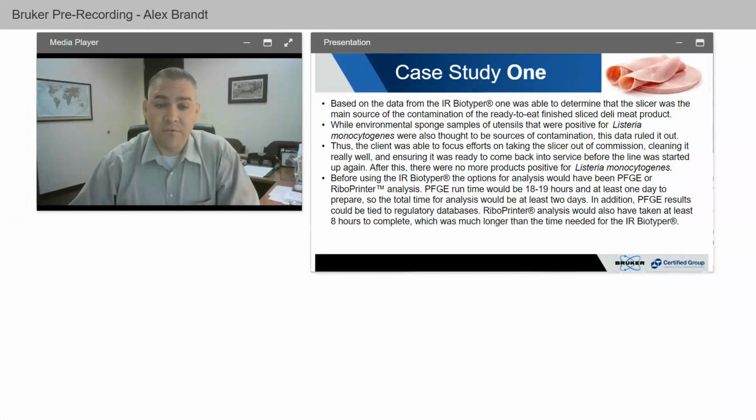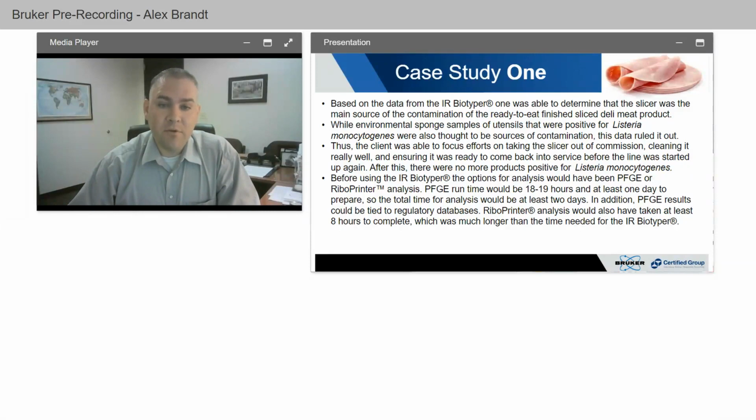Thus, the client was able to focus all their efforts on taking the slicer out of commission, cleaning it really well, and ensuring that it was ready to come back into service before the line was started up again. After this, there were no more product positives for Listeria monocytogenes. This was a big success story.